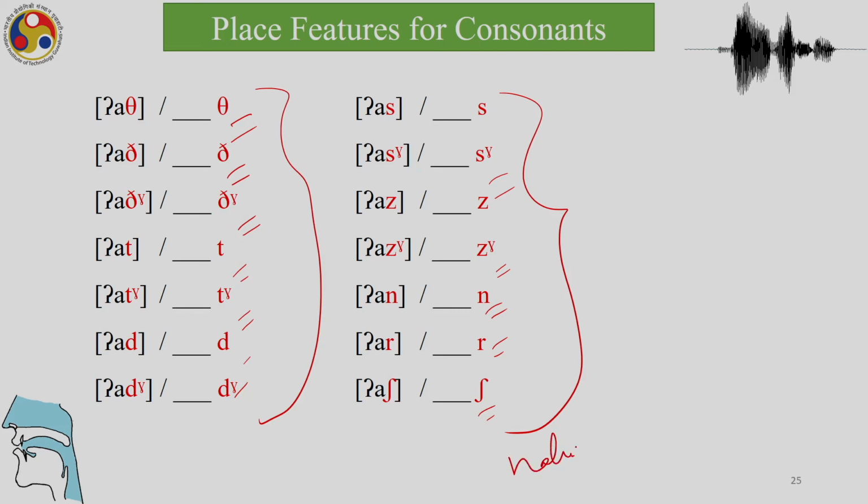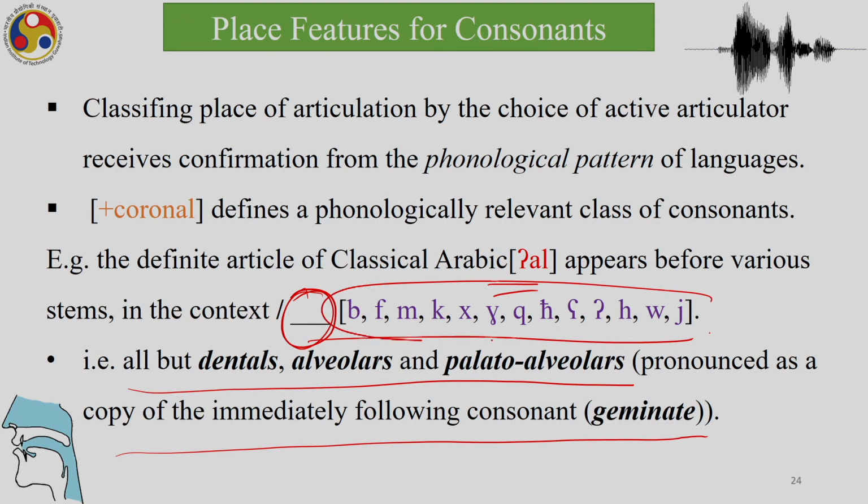So the whole purpose of doing feature theory is that instead of putting down an inventory of sounds, you capture the generalization of why a process targets all these sounds. And always it seems that it's not random, because the sounds belong to a phonologically relevant class of consonants, and that phonological relevance comes from feature theory.